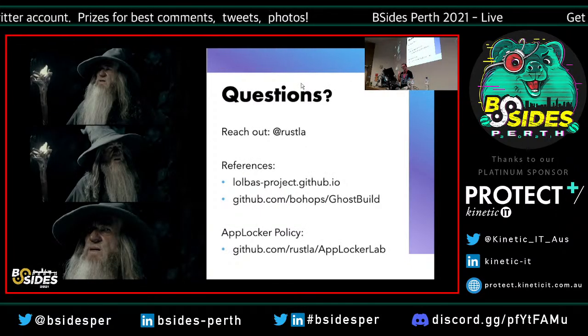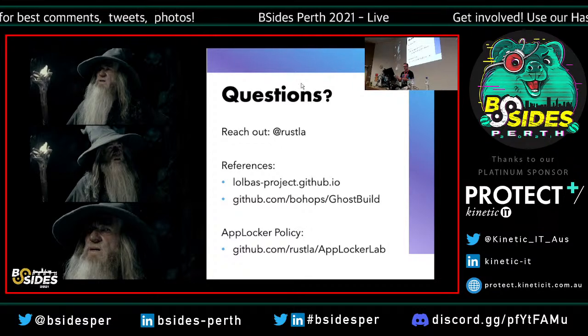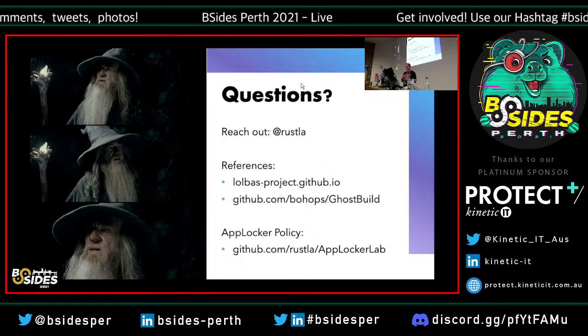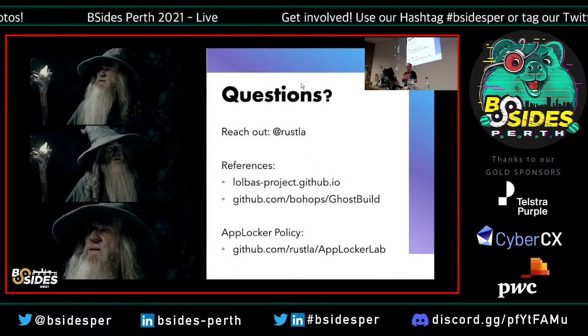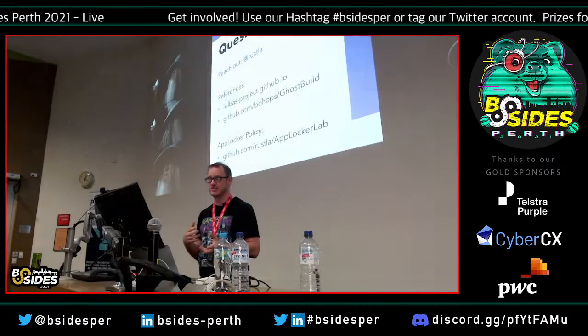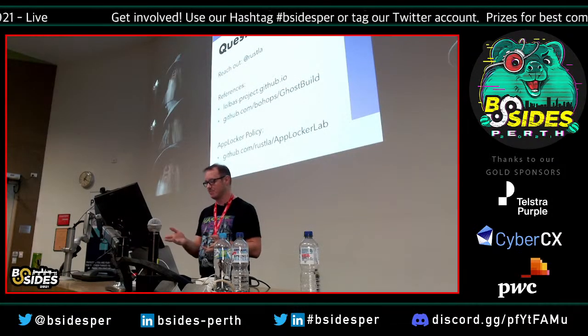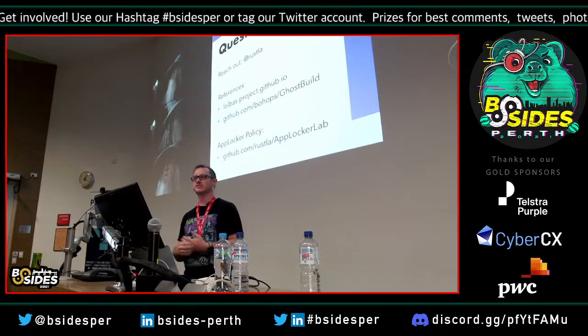On that slide, there are the references. I'll probably put those couple of references in the GitHub when I publish it, but you've got the LOLBAS stuff where you can look at all the different LOLBins. You've got the link to the Ghostbuild where we created our malicious XML C# project, and you've got the AppLocker policy, which will be up by the end of the day before beers. Any questions?